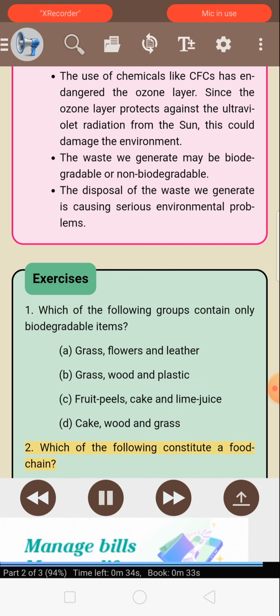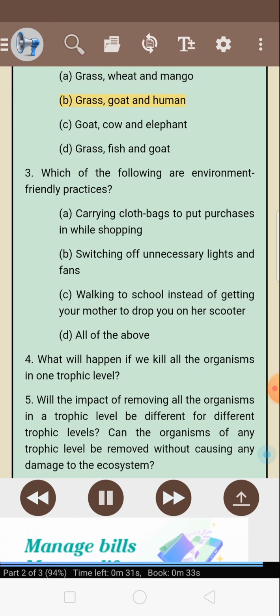2. Which of the following constitute a food chain? A. Grass, wheat, and mango. B. Grass, goat, and human. C. Goat, cow, and elephant. D. Grass, fish, and goat.